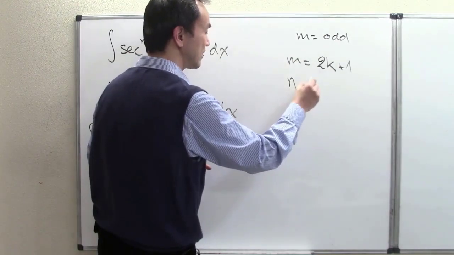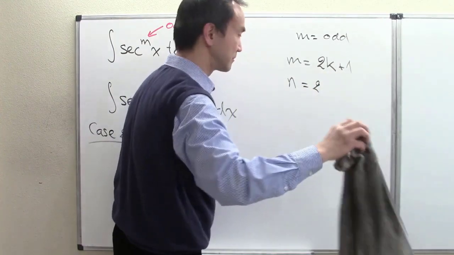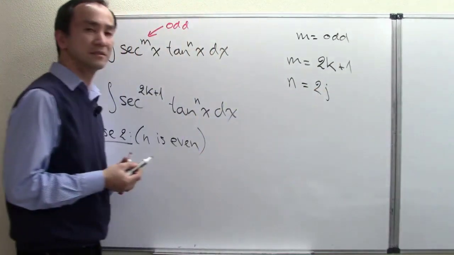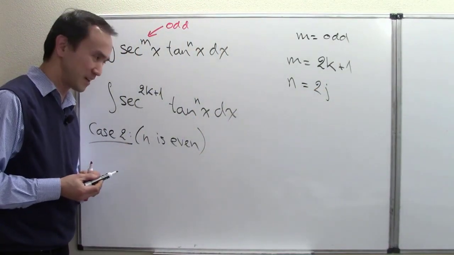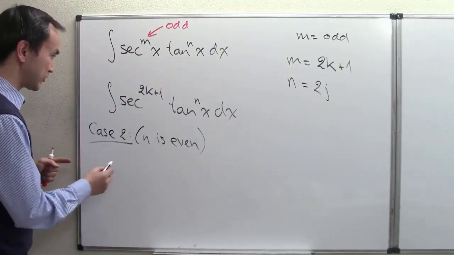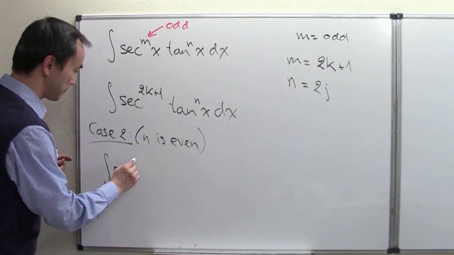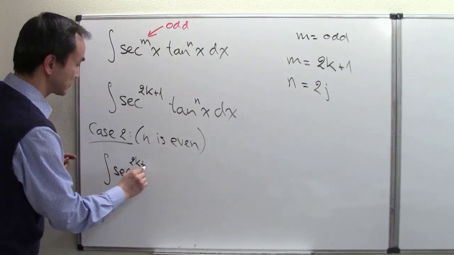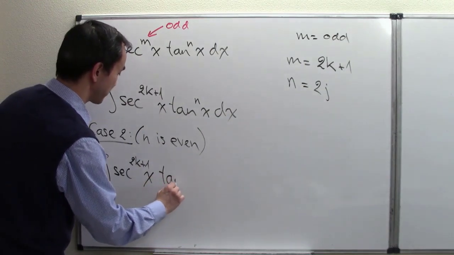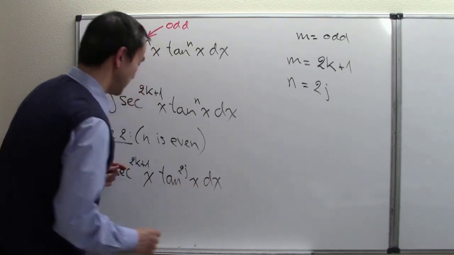But an even number is simply a multiple of 2. So now n is an even number, so it's a multiple of 2. In that case, we can rewrite this integral as secant to the power 2k plus 1 of x, times tangent to the power 2j of x, with a dx.